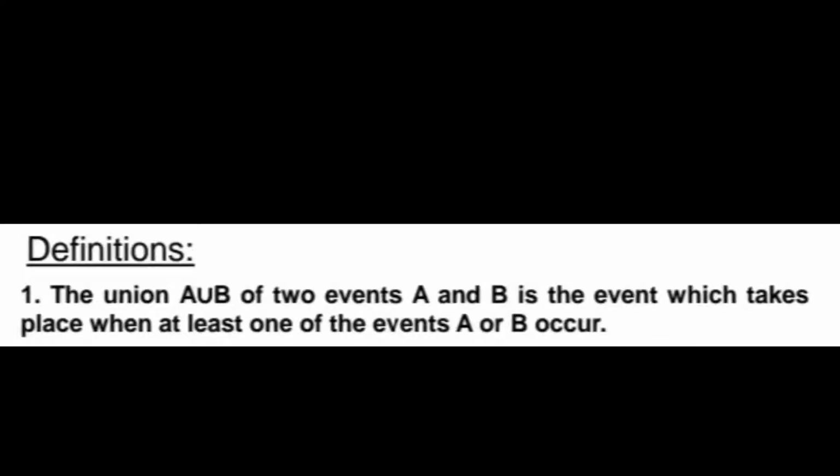Definition: the union A union B of two events A and B is the event which takes place when at least one of the events A or B occurs.